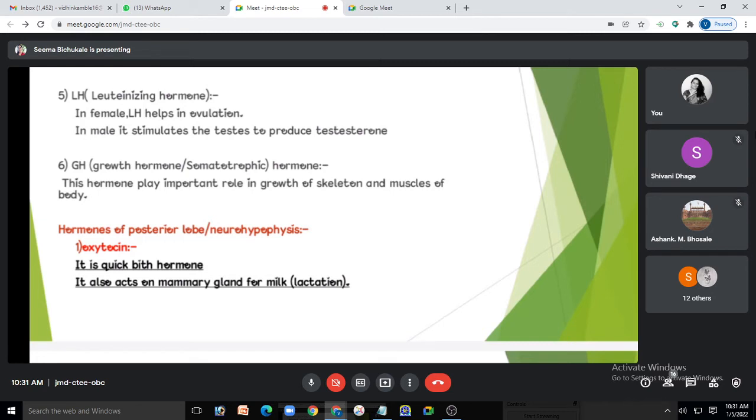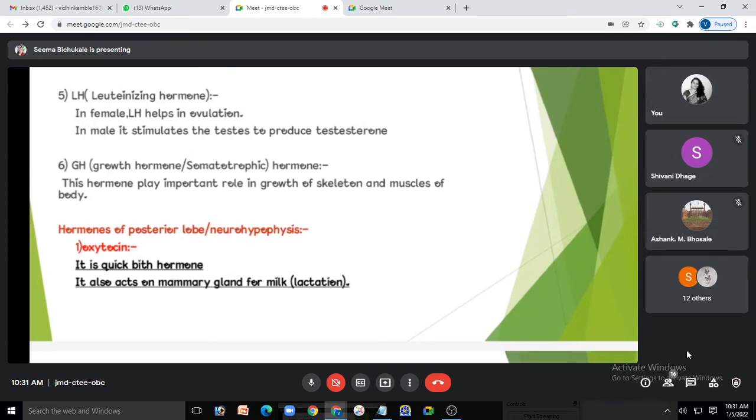Neurohypophysis mainly produces two hormones. These hormones are also called neurosecretory hormones. First one is oxytocin. Oxytocin is the quick birth hormone because it acts on uterine contraction and helps in parturition, that is delivery. It also acts on the mammary gland, and its effect is milk let down.